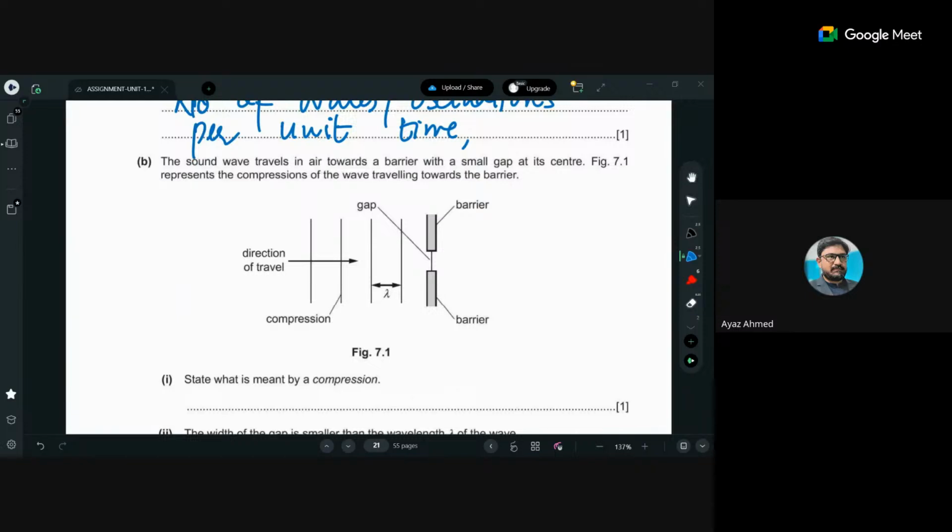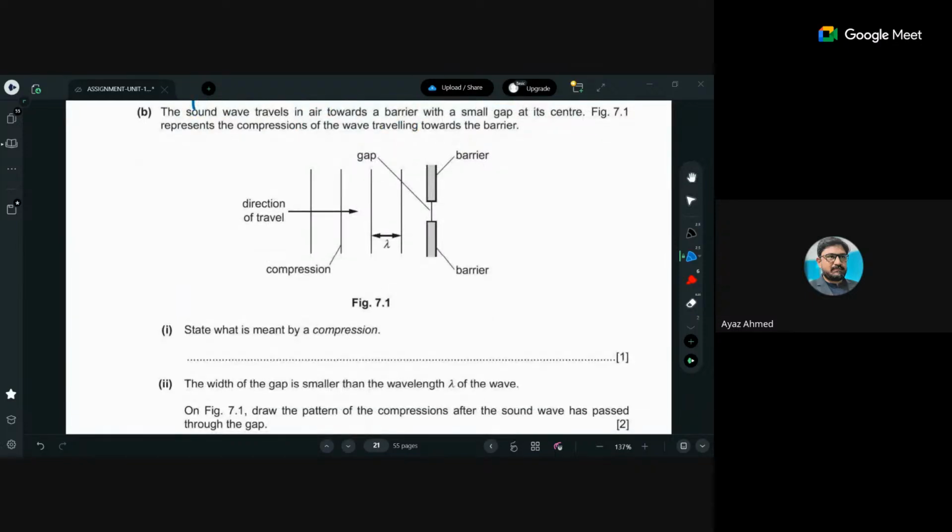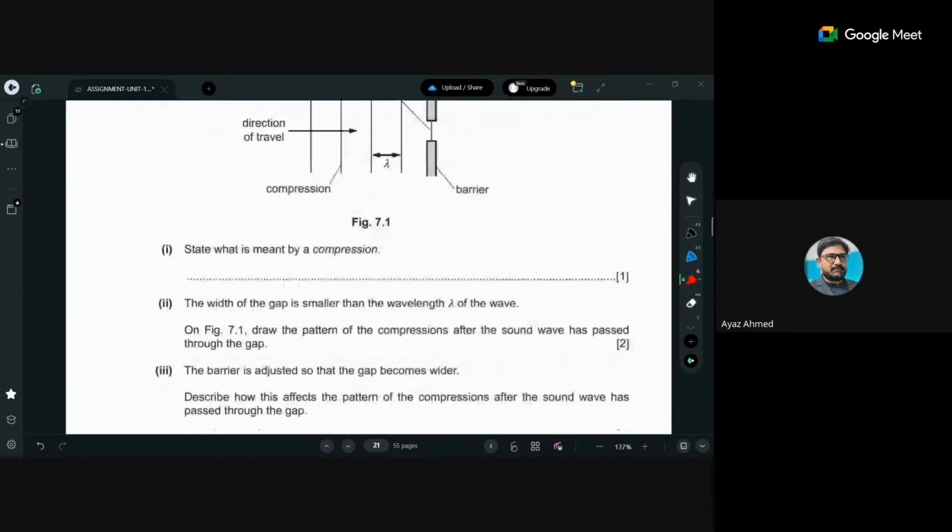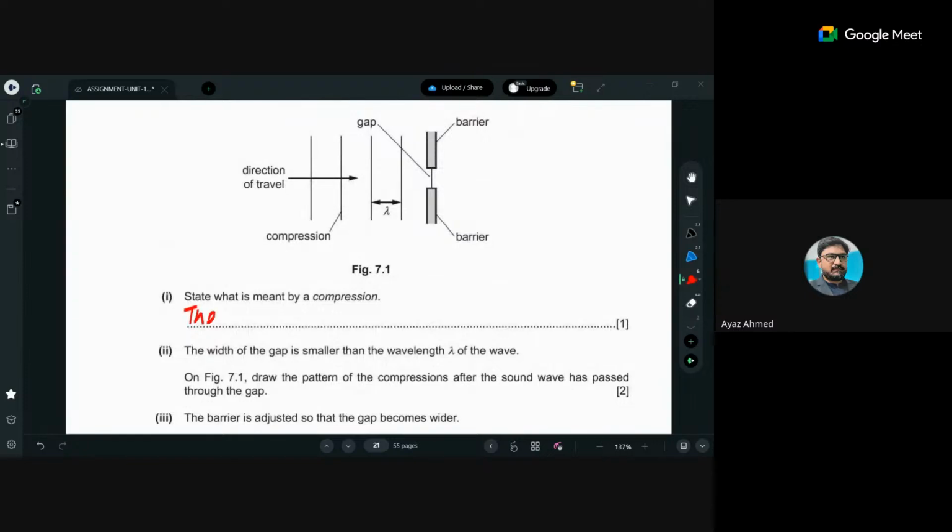This is the diffraction question actually. The gap and wavelength are mentioned here. State what is meant by compression. What does it mean by compression? Yes, Ariba. The compression, like the definition itself, right? Yes, the part of the medium where particles are. I have written half. You will tell me the remaining.